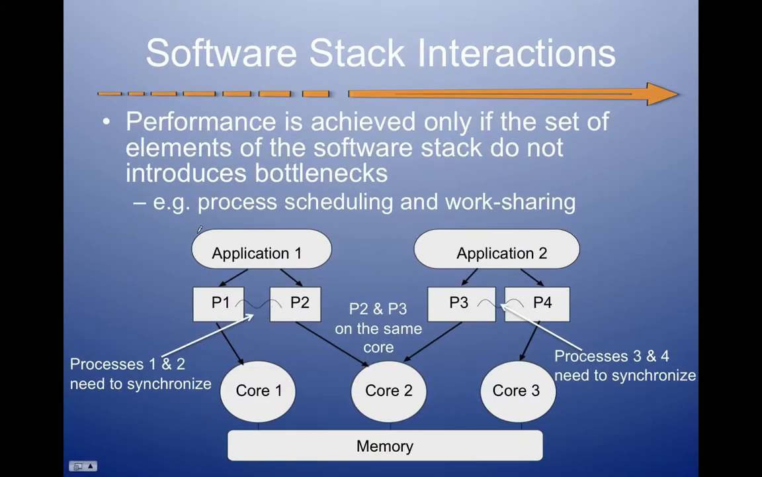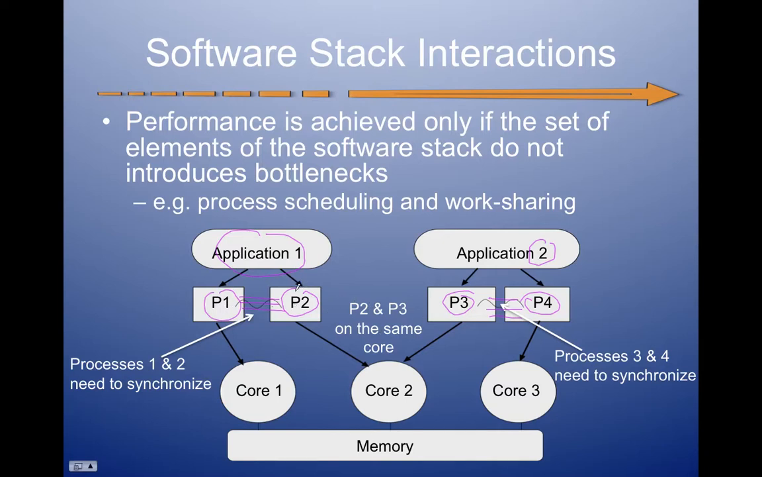For everything to go well, and that is to get good performance, you need the different pieces of the software stack to work in a consistent way. So for instance, assume you have two parallel applications, 1 and 2. They each have two processes, P1 and P2, and P3 and P4. P1 and P2 synchronize regularly, and the same for P3 and P4. That means if P2 is stuck waiting because it's not computing, for instance, P1 has to wait.